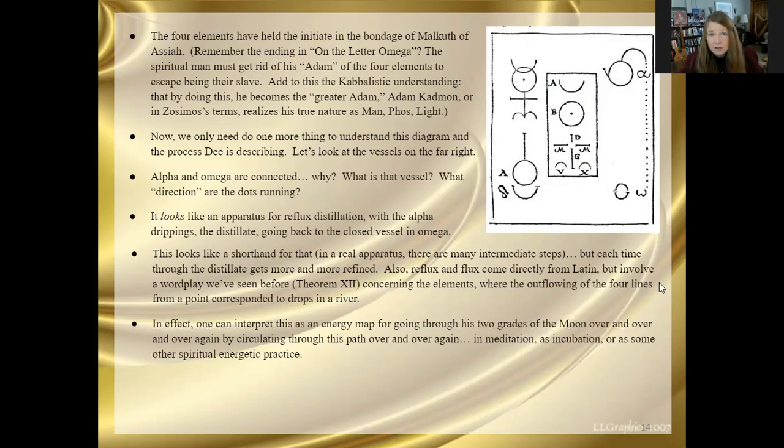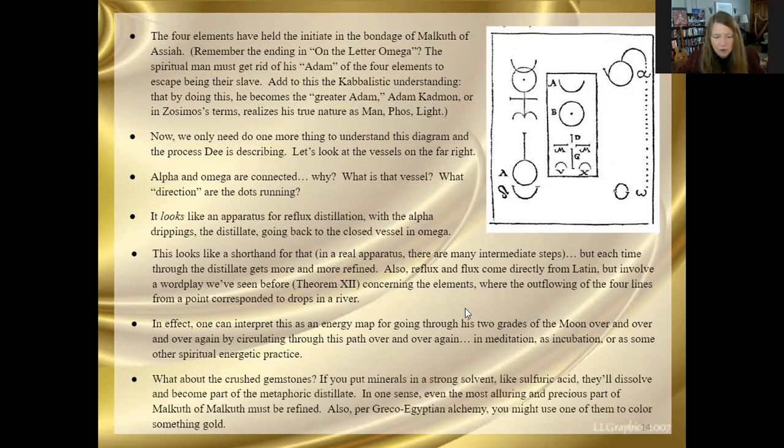In effect, what you can do, though, with this whole graphic is look at it as an energy map for going through his two grades of the moon over and over and over again by circulating through this path over and over and over again, just like the fluid does or the water does in a reflux distilling apparatus. How do you do that? In meditation and incubation, by some other spiritual energetic practice.